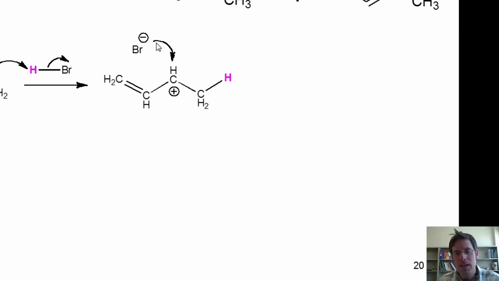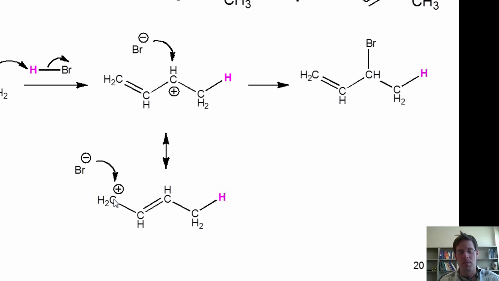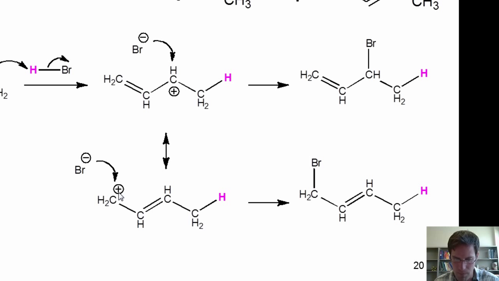Now, if the bromide comes in and forms a bond with this carbon, the product that I get is this one, which is the first product we see up here. However, you should remember that this carbocation intermediate can resonance delocalize. These electrons flip over. It gives me partial carbocation charge at this position. Bromide comes in here. It gives me that as my product. Hence, we end up getting both products as a mixture in this reaction.